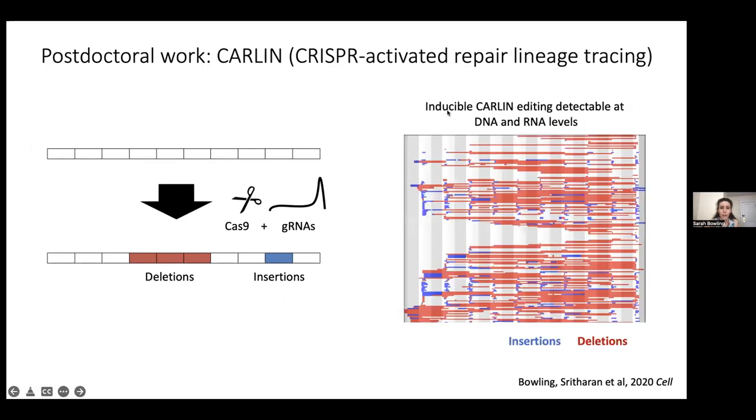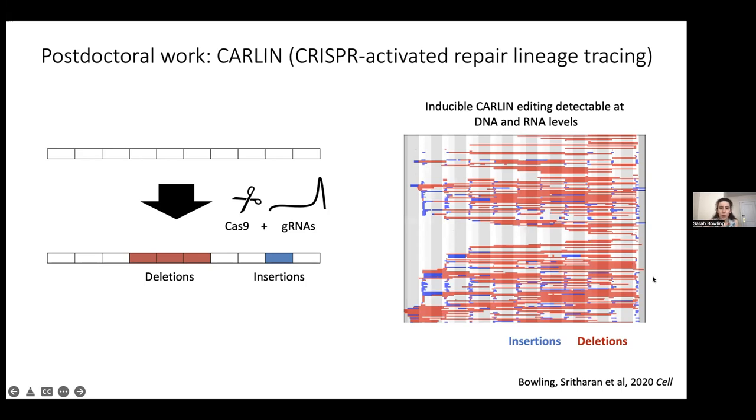So we showed that we can generate fully inducible barcoding using Carlin, and that these barcodes can be detected at the DNA and the RNA level. And we read them out using next generation sequencing. So here on the right, I'm showing some of the data we get from this. Each row represents a unique barcode. We see insertions and deletions right the way across the length of the array.